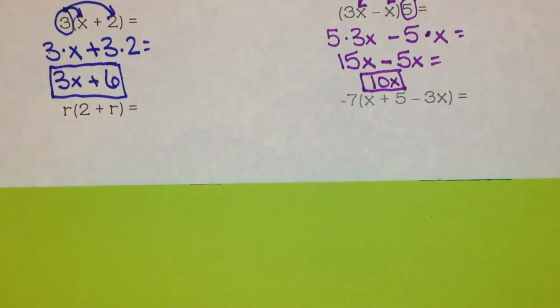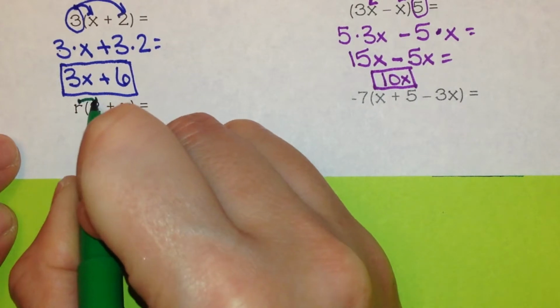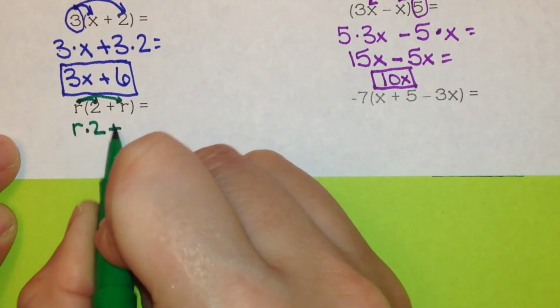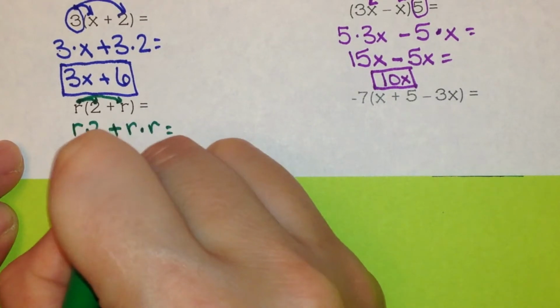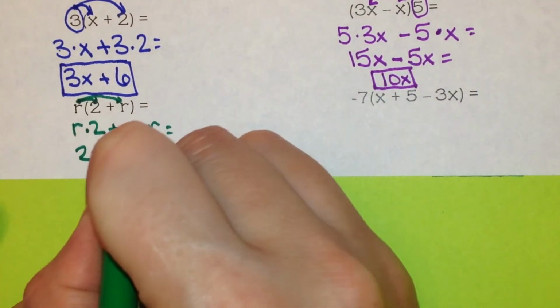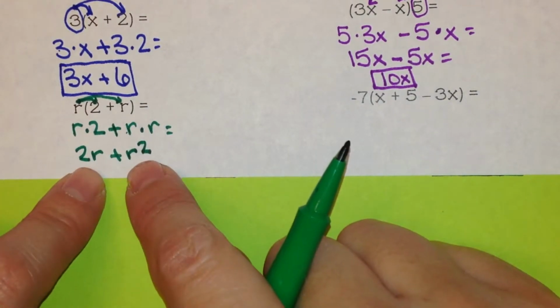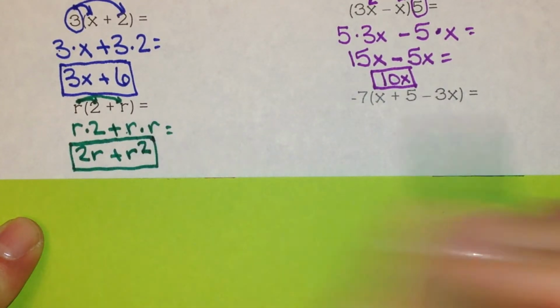All right, now it gets a little more complicated. This one's about the same. So we have r times 2 plus r times r. All right, r times 2 is just 2r plus r times r. Well, remember when you square something, it means that you multiply it by itself. So r times r is just r squared. R squared is different than r, so they are not like terms. So you can't combine this any further. This is your final answer.